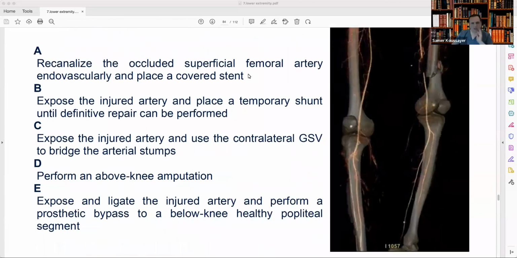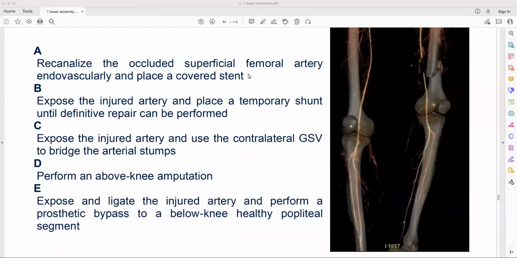There you are. You can go through them, Hamad. Yeah, so I recanalized the occluded superficial femoral artery endovascularly and placed a covered stent. I don't think it fits. Why is it not a good option here?